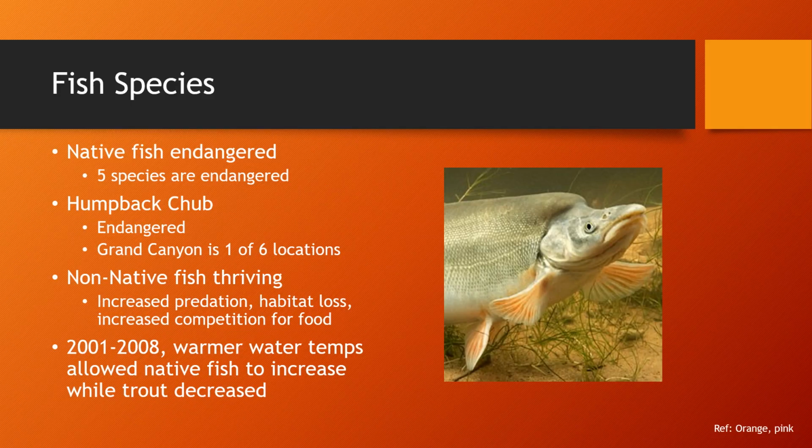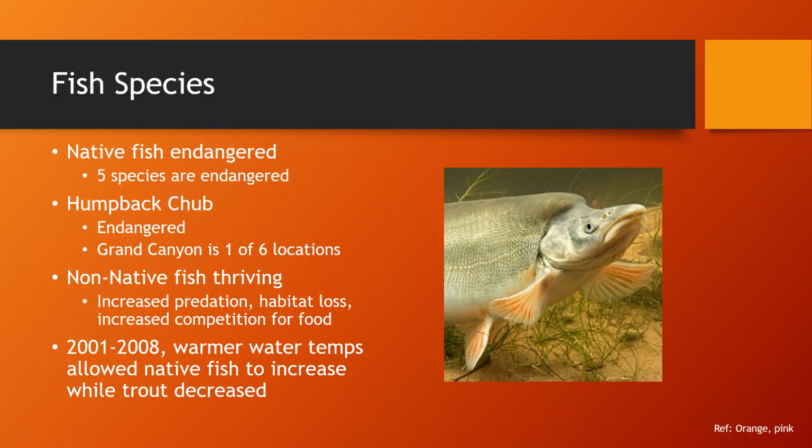The colder water in the river has taken an impact on the fish that live in it. 5 native fish of the Colorado River are on the endangered species list. A few of the species are only found in the Colorado River basin. One species in particular that is endangered is the humpback chub, which is pictured right. Colorado River in the Grand Canyon is only one of 6 locations the humpback chub survives.